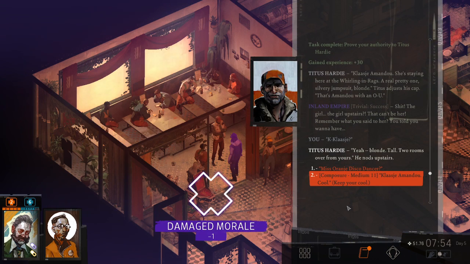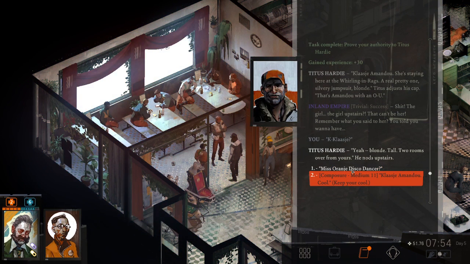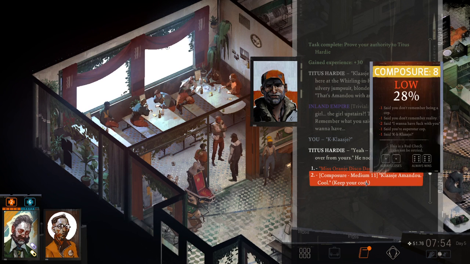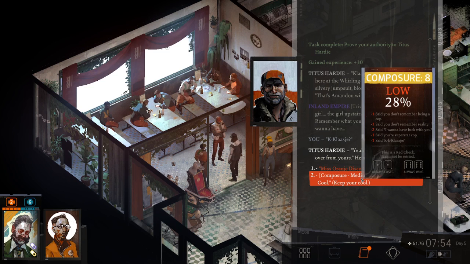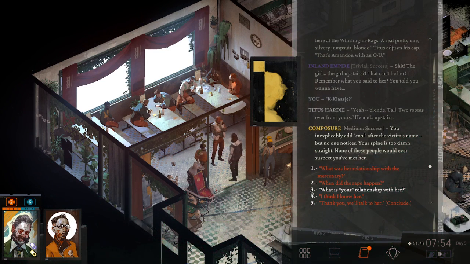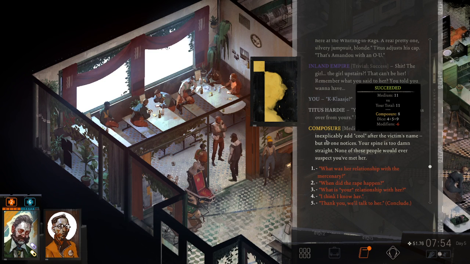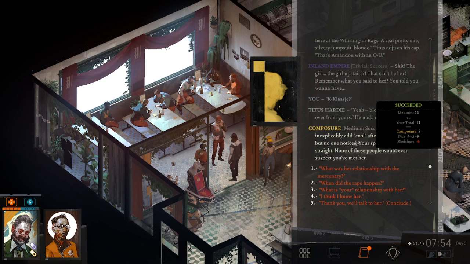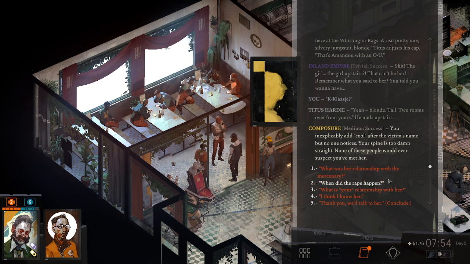Glossier? Yeah. Ow. Blonde. Tall. 2 rooms over from yours. Oh no, I ruined it. Ah! Oh my gosh, if we say this, it's probably gonna go down too. Yeah. Oh my gosh, we did it! So lucky. You explicitly add cool after the victim's name, but no one notices. Your spine is too dang straight, and none of these people would ever suspect you've met her.